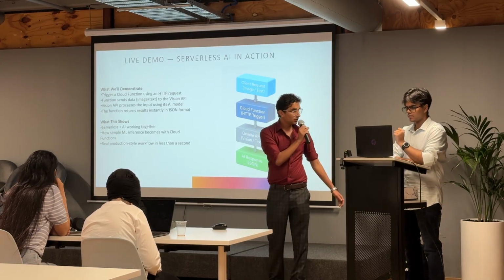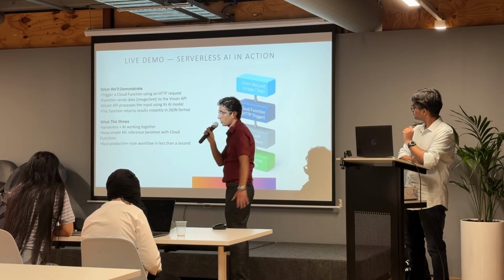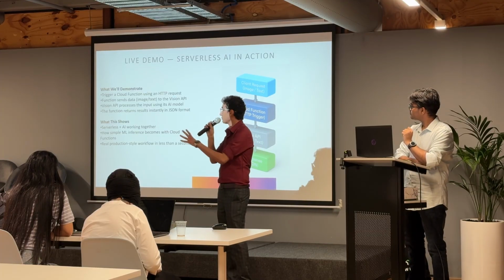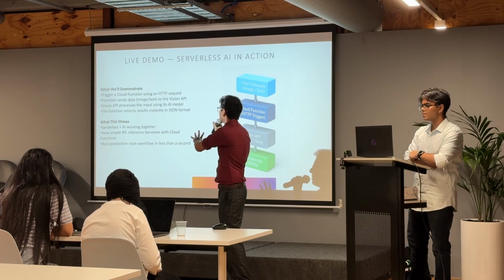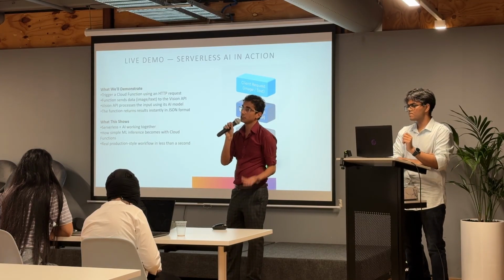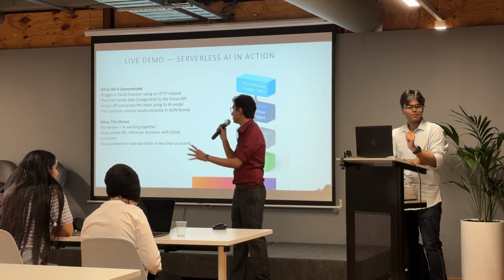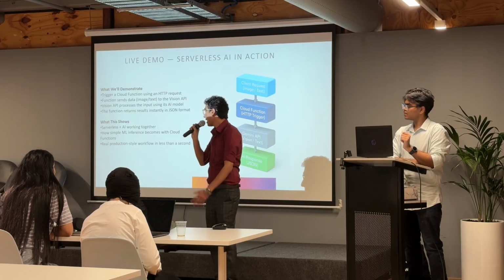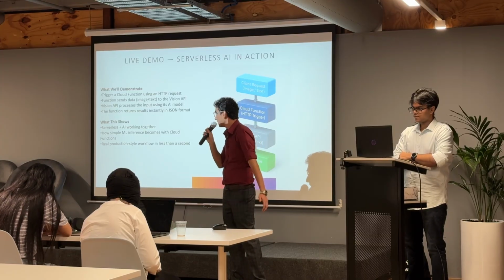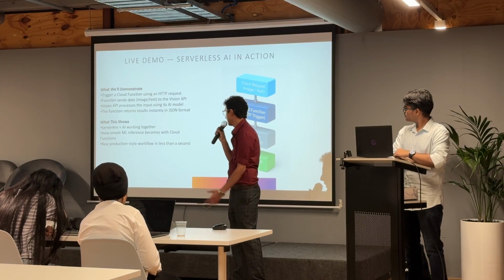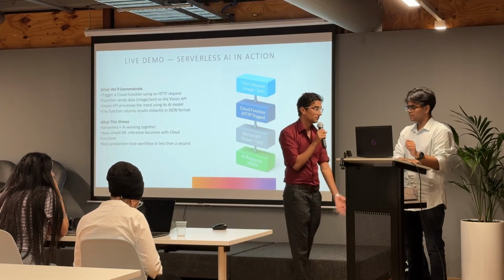Next, so now we'll be doing a live demo of serverless AI in action. What we'll demonstrate is triggering a cloud function using an HTTP request. This function sends the data to the Vision API, and then the Vision API processes the input using its AI model and returns it in JSON format, as I mentioned before. What this basically shows is serverless computation and AI working together, and how simple ML inference becomes with cloud functions in the Google Cloud platform. It's a real production-style workflow in less than a second. It doesn't take much time at all, and it's really cost effective as well. So yeah, we'll be presenting it now.